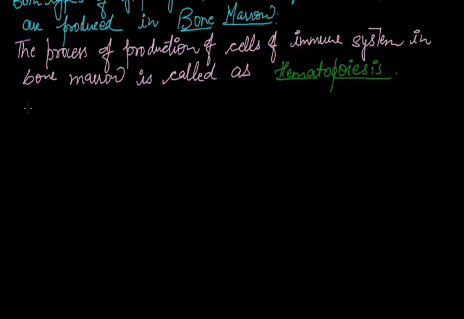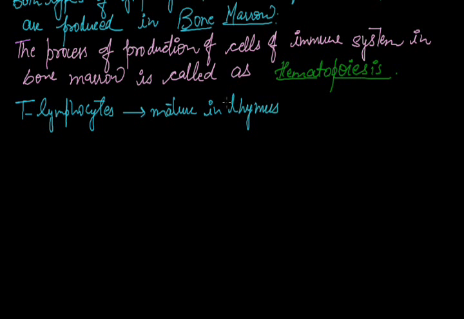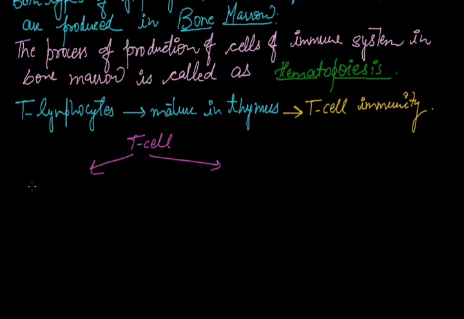Now next, the T lymphocytes are called T cells as they mature in thymus. So this type of immunity, which is mediated by T cells, is known as T cell immunity. Next, this T cell plays two functions. One is effector, it acts as an effector cell, and second is the regulatory T cell.